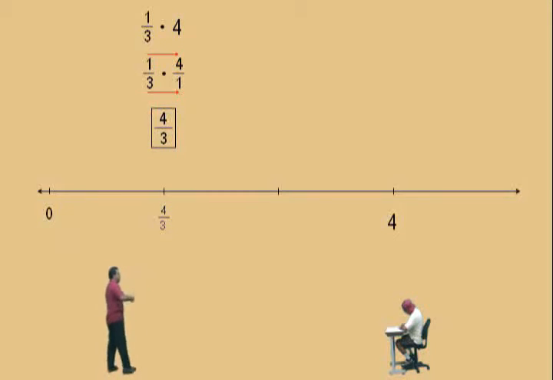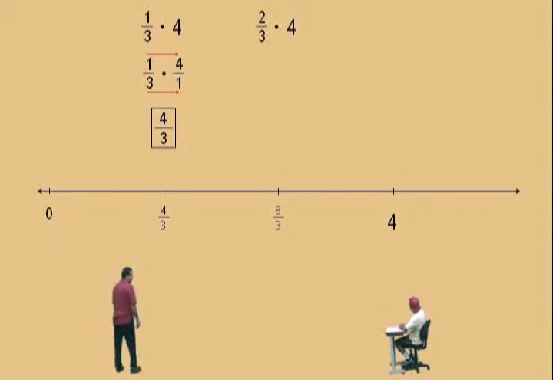Now, Charlie, here's a question for you. If 1/3 of the 4 is 4/3, what is 2/3 of a 4? 8/3. Should be 8/3, right? Well, let's work it out. 2/3 times 4. You can say it as a word statement, 2/3 of 4.